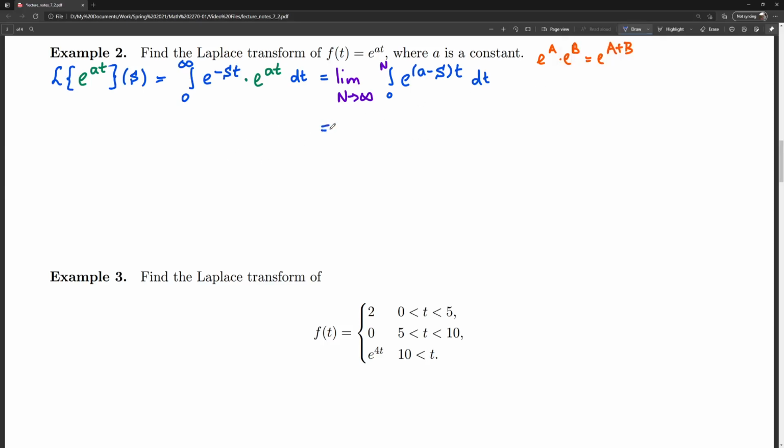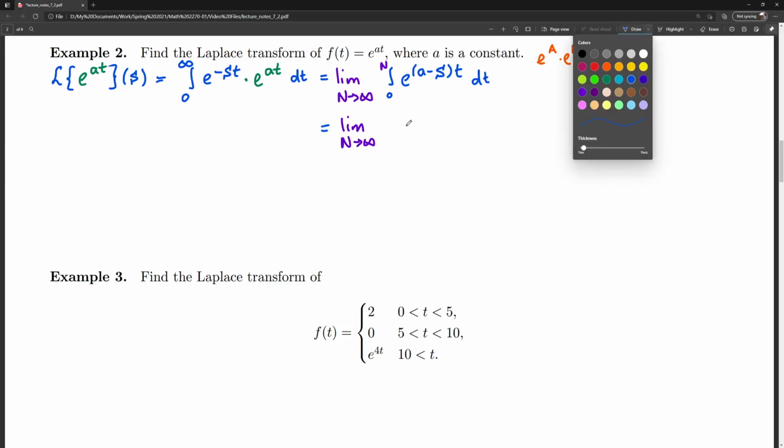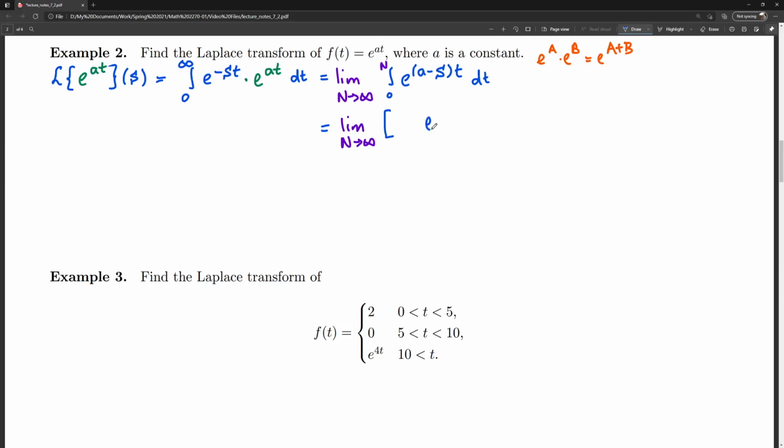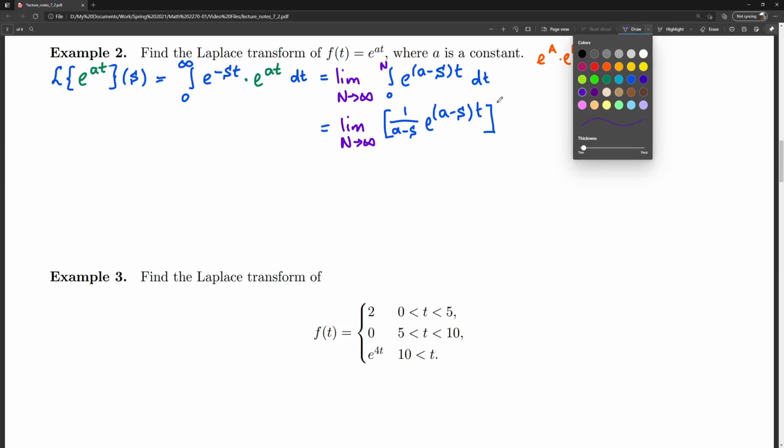Okay, so this now is equal to the limit as n goes to infinity of the antiderivative of this, which will contain e to the power a minus s times t, but then we have to divide by what's in front of the t. So we have 1 over a minus s times e to the power a minus s times t. If you don't see that, you could also find an antiderivative using substitution here. So we have to plug in n, and we have to plug in 0.